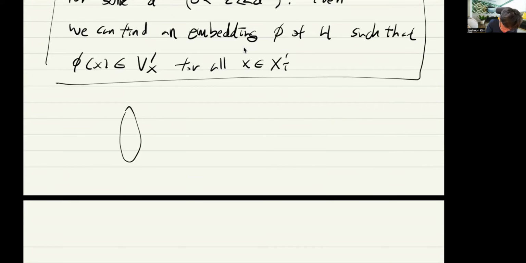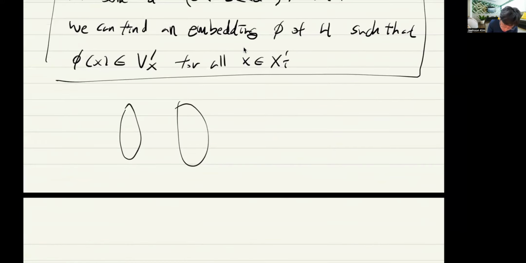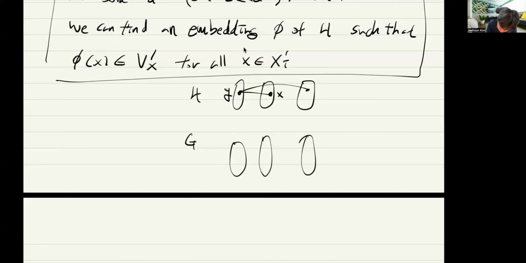And this statement is actually stronger than you think. I mean, here, for each vertex, you roughly specify where it should go, right? But actually, you can exactly specify them as well if we know the above one. How? Let's say you have H. You have this. Then you have G. What you can do is, if you have this vertex, say Y, and this vertex X, and G, you can decide, let's say this vertex has to be mapped to here.